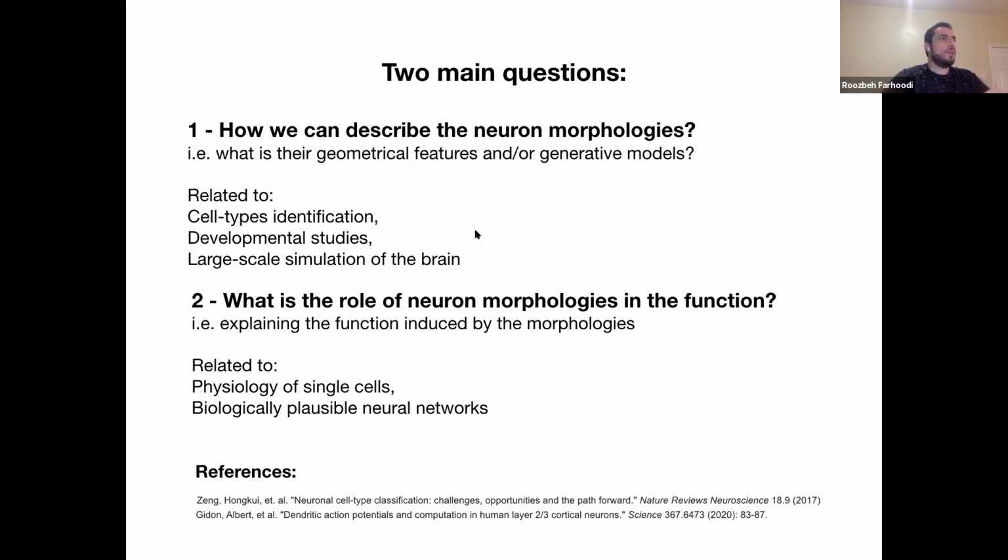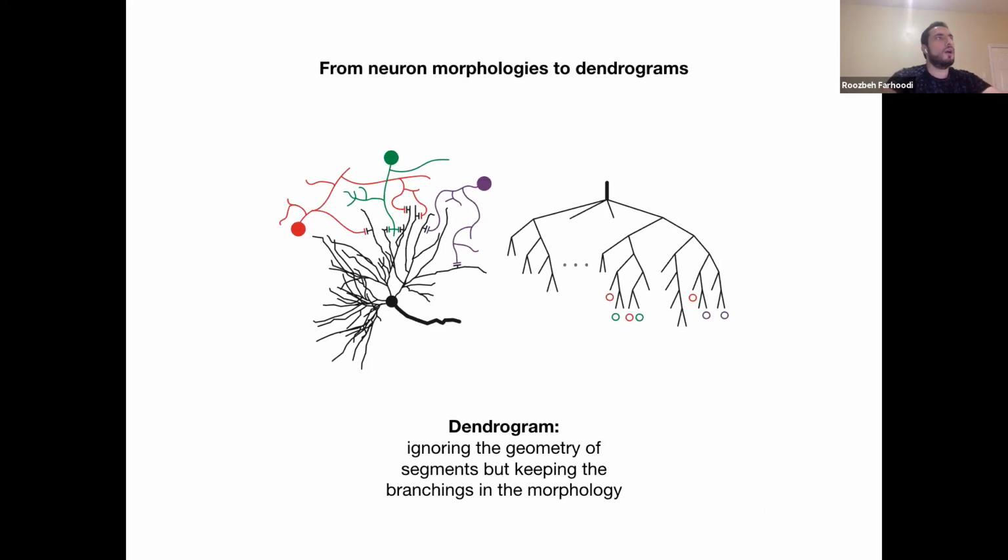In other words, what kind of function can we see when we have this geometrical structure? This question relates to the physiology of neurons. We know that the simple sigmoid function of a neuron is not enough to describe its function, but then what is the best way to describe them? Another related topic is biologically plausible neural networks, and how we can incorporate these morphologies in the neural networks. Okay, so let's go from the morphology to a little bit simpler structure.